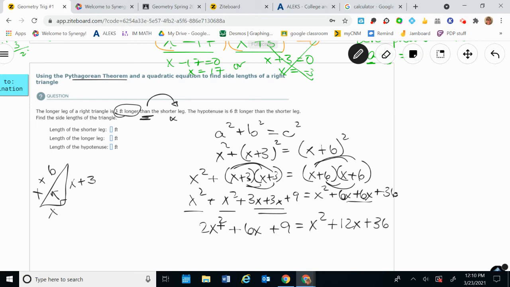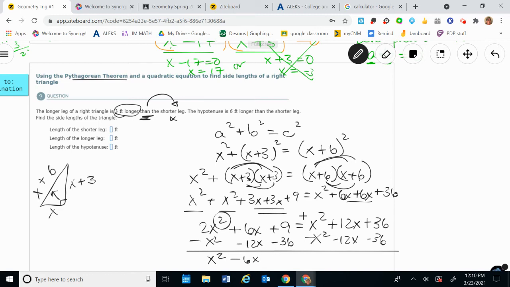Now, because we have a quadratic, which means a little square, we need to get everything over, set it equal to 0. So subtract x squared. We're going to get x squared. Subtract 12x minus 6x, and subtract 36. 36 minus 9 is, I believe, 25. No, 26. No, 25. No. Wait, no, 27. Minus 27 equals 0. Okay, so how do we get 27?